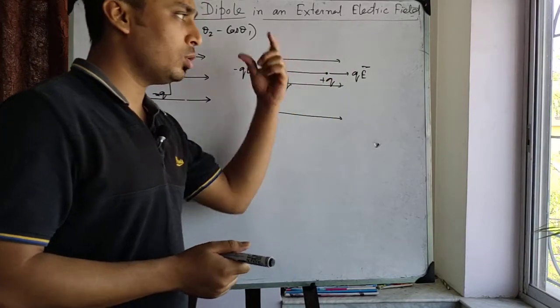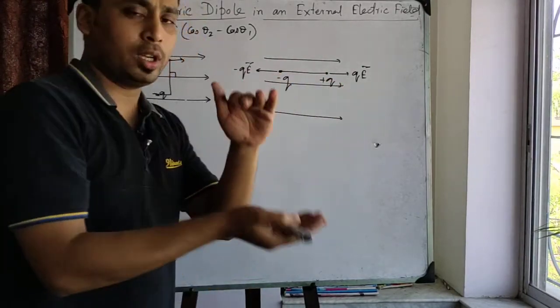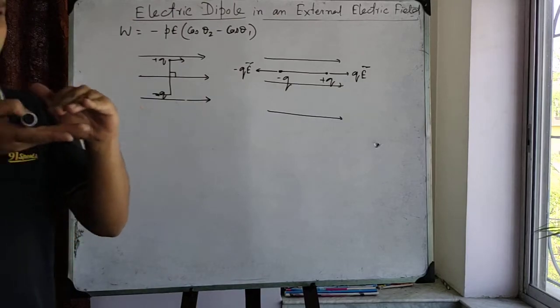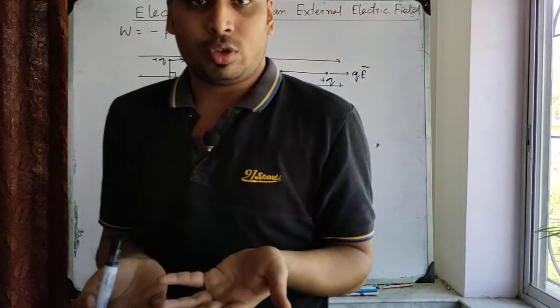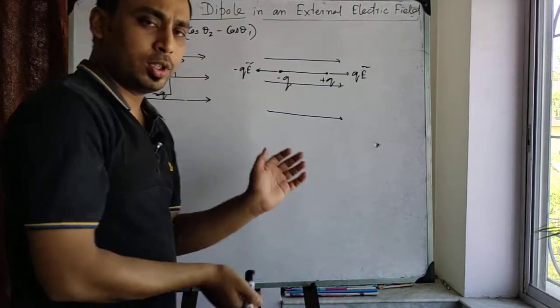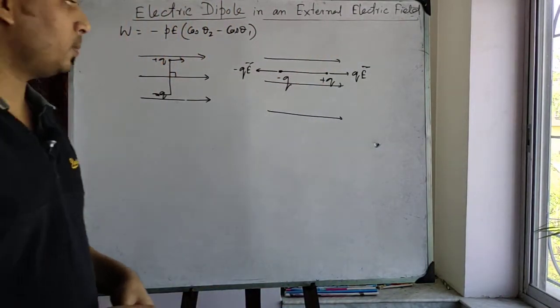Total force is 0, total torque is 0, the line of action is the same, so the distance between the lines of action of the two forces is 0. So the total torque is 0, the total force is 0. So this is the equilibrium position.